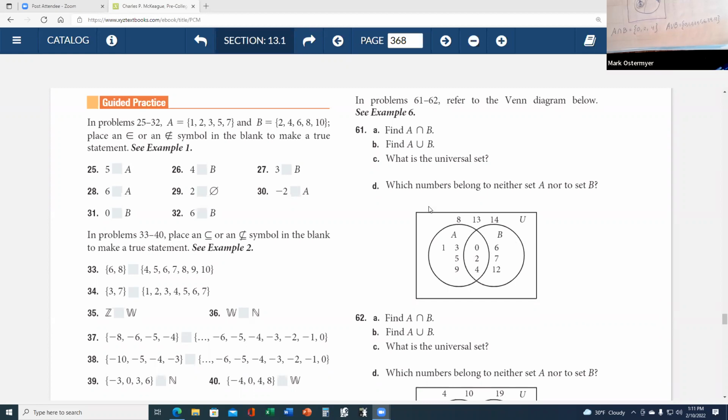Which numbers for part D here, which numbers belong to neither set A nor set B? What numbers do not belong to A or B? What elements do not belong to sets A or B? You would say that's the set consisting only of what elements? 8, 13, and 14. That's it. 8, 13, and 14 are the only elements that are excluded from sets A and B, and yet they are found in the universal set.